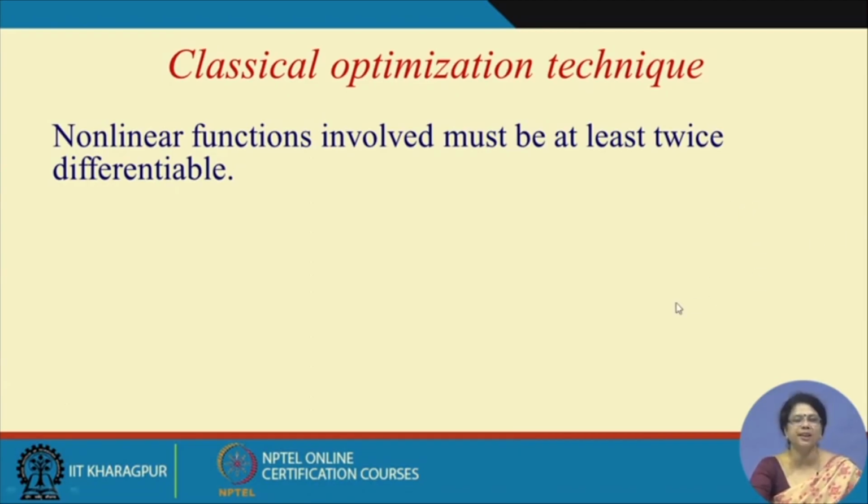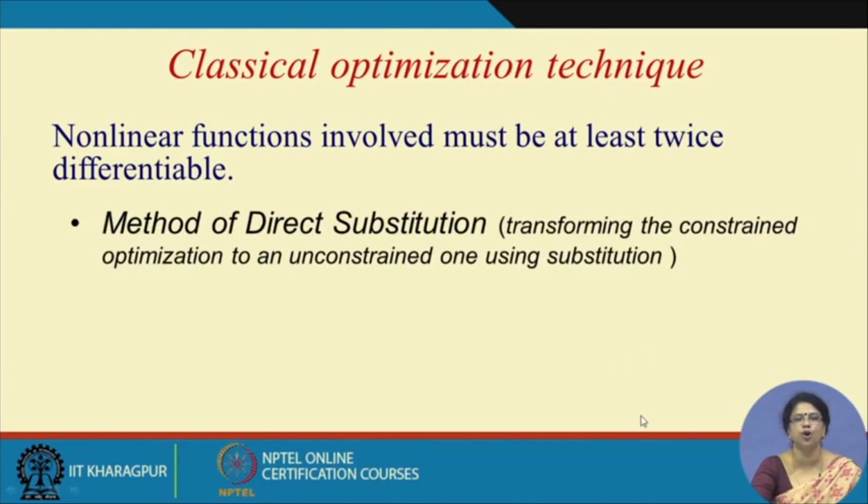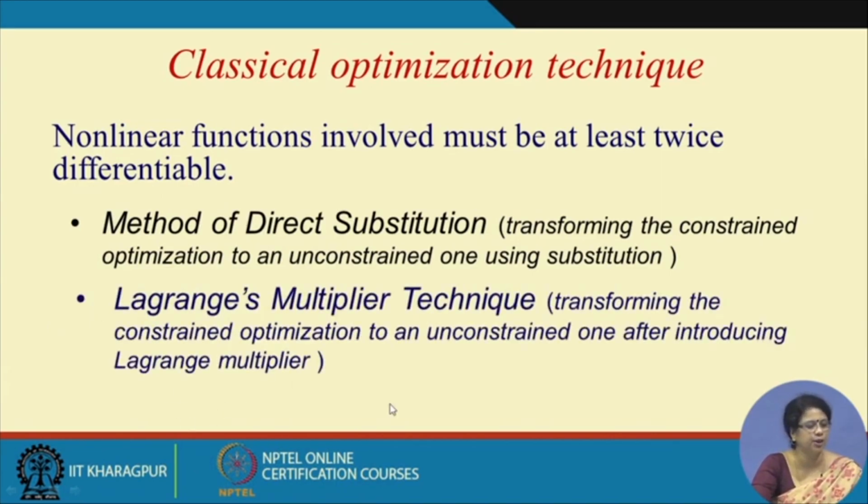There are two methods available for solving nonlinear programming of equality type. One is the method of direct substitution, and the second is the method of Lagrange multiplier. Today I plan to explain the basics of the Lagrange multiplier method. The method of direct substitution is a simple one, so let me go through it quickly.